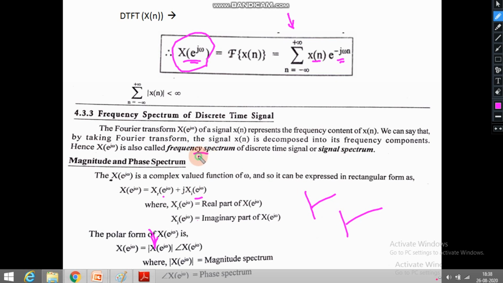This is commonly called the frequency spectrum. Okay, this gives the basic idea of all the transforms before moving to the discrete Fourier transform, and in the next video we can deal with the discrete Fourier transform also.